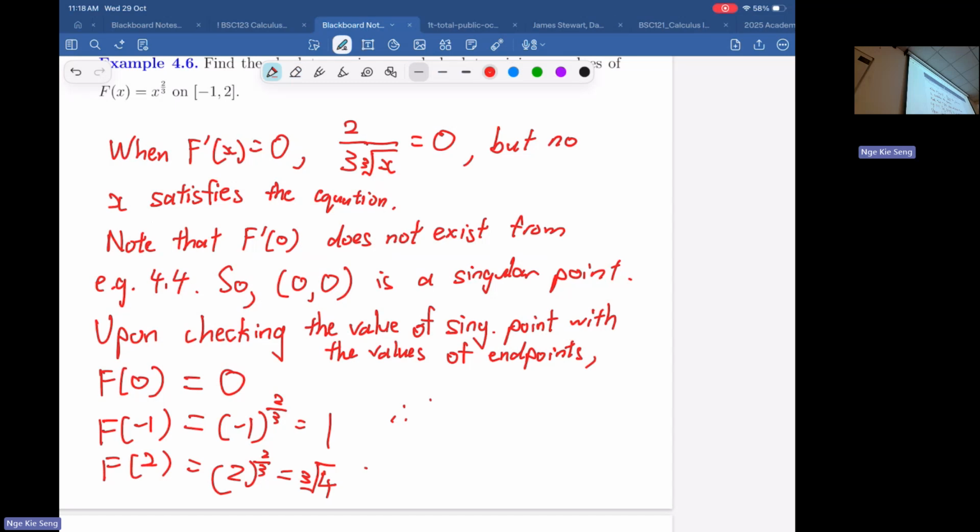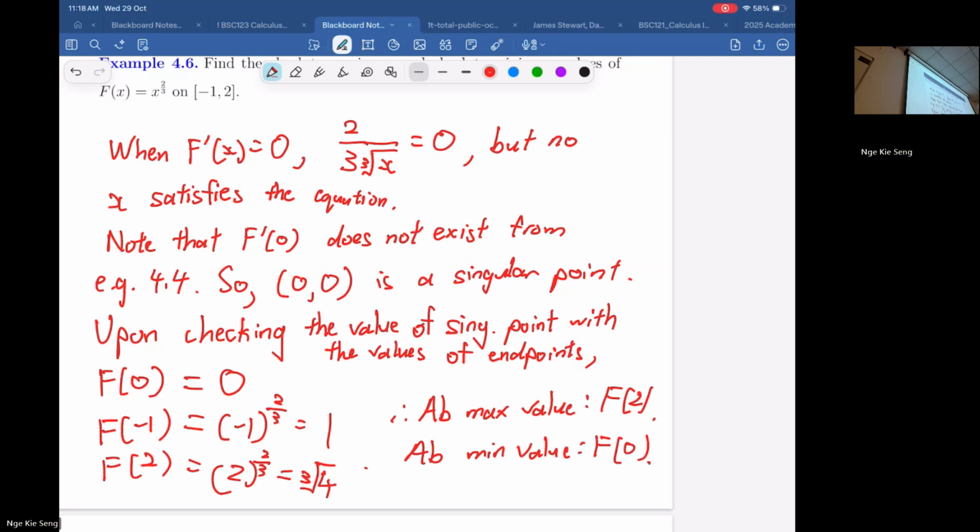So the absolute maximum value, I stress this is a value, is f(2). And the absolute minimum value is what? f(0). Okay, good.